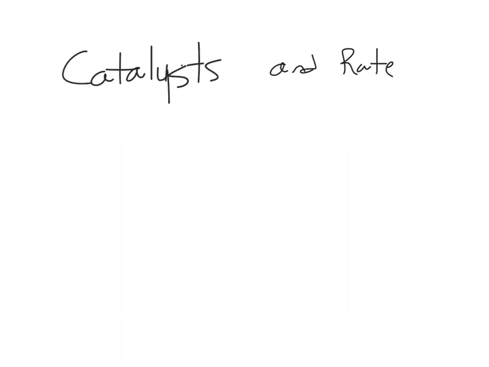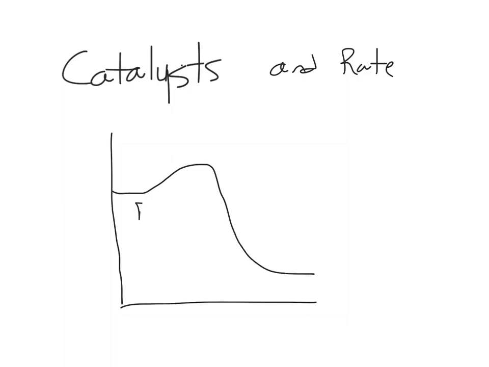Now the last thing that we're going to talk about in this little video presentation is the role that catalysts play in reaction rates. Now let's take a look at the potential energy profile once again of an exothermic reaction. This time we'll just draw it in. This is the reactants and this is the products. It's just arbitrary. It doesn't really matter what the reactants or products are.